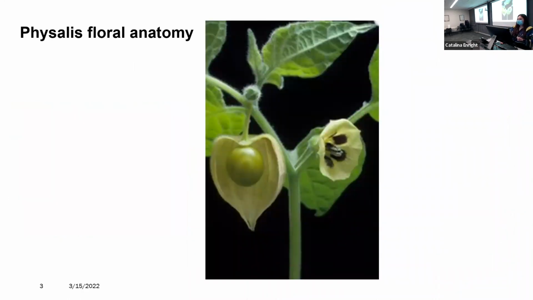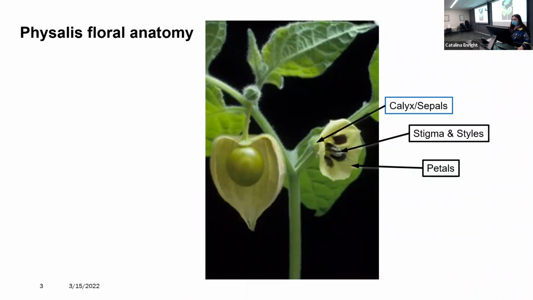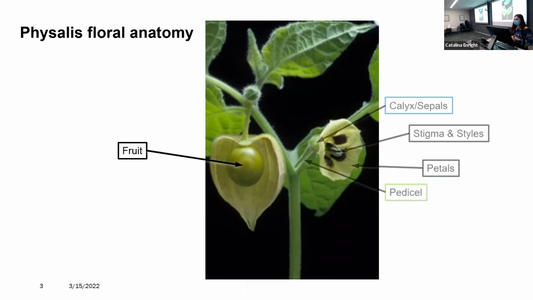So to get everyone oriented on the Physalis floral anatomy, I'd like everyone to look on the right here, which is part of the Physalis flower. We have the petals here, the stigma and styles, and a structure called the calyx or sepal, which surrounds the flower. And then we also have a pedicel, which is kind of like a stalk that connects the flower to the plant. Once the flower is pollinated, a globe-like fruit will then be produced, and surrounded by this calyx, or a husk is what it's normally called.